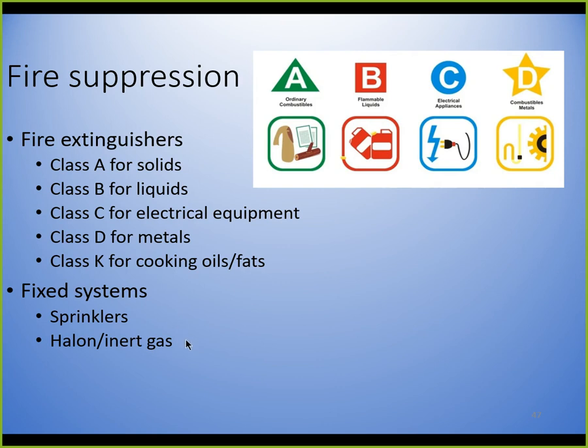Fire suppression. The fire extinguishers: Class A, solids; B, liquids; C, electrical equipment; Class D for metals; K for cooking oils, and the different systems. I've got another slide here on what you can use for each of those. Sprinkler systems are good, but sprinkler systems in an electronic area, not so good because we're flooding it with water. Halon is an inert gas, and halon's not available anymore. It worked, but it apparently does some damage to the atmosphere.